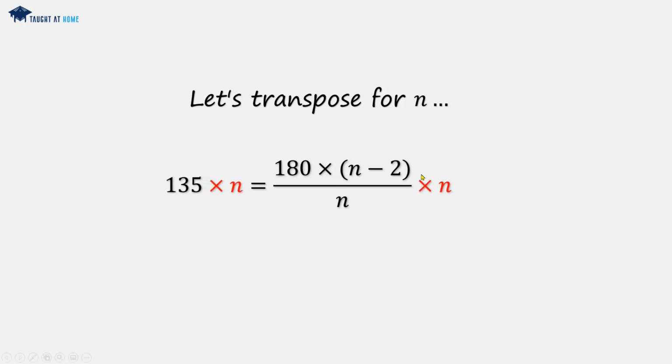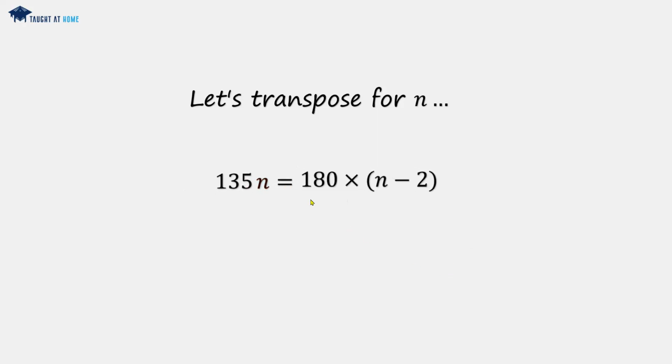Now this n and this n cancel, and we've got 135n is equal to 180 times (n minus 2). Now we can expand the right hand side, so 180 times n, and then 180 times minus 2. And 135n equals 180n minus 360. That's just the same thing as saying 180n minus 360 is equal to 135n, so we can just swap left and right around.